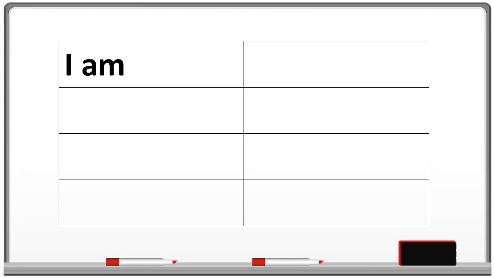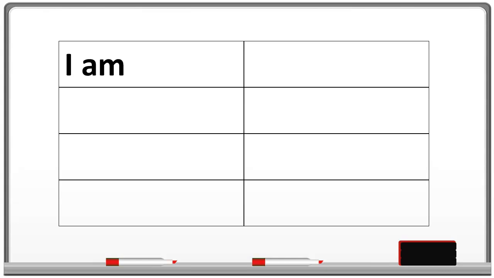Why? Well, the verb to be is one of the most frequently used verbs in the English language. So if you're speaking English, you are going to use the verb to be every day, all day long. So it makes sense to pronounce well the words that you are going to use the most in the language. Okay, so here we go.